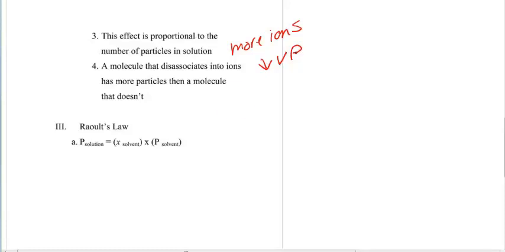So like we saw, if you have something that is covalent, it's going to stick together like C6H12O6. It's going to remain as one piece, versus something that's ionic, which could break up into multiple pieces. Depending on how many ions are present, that's going to affect the vapor pressure even more.